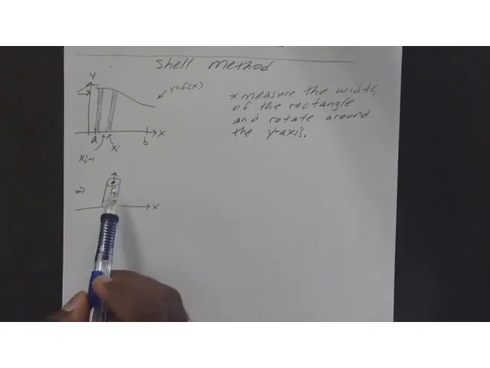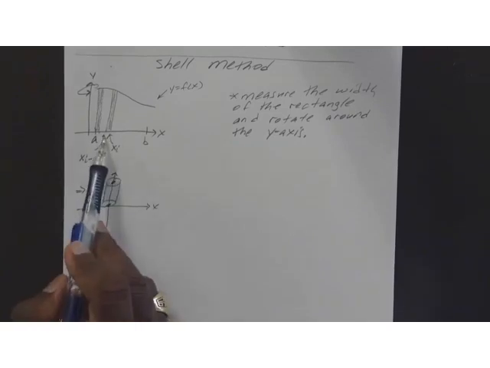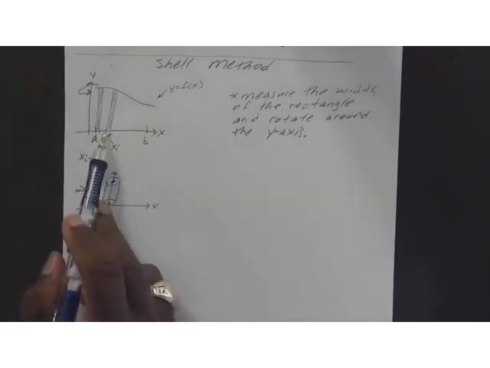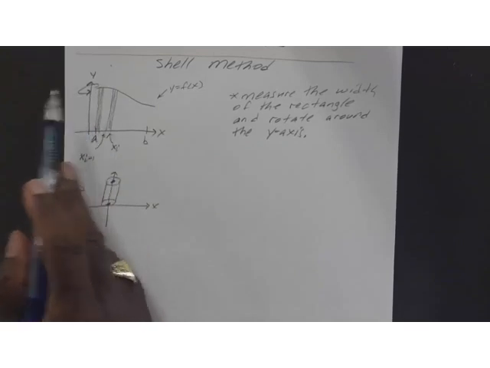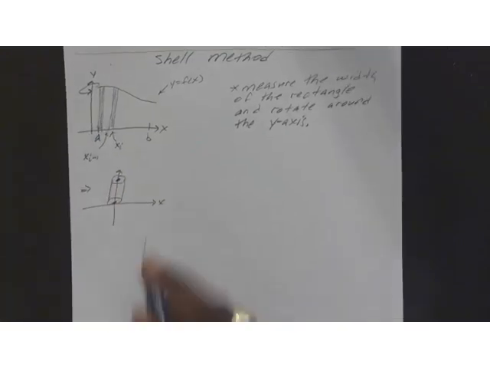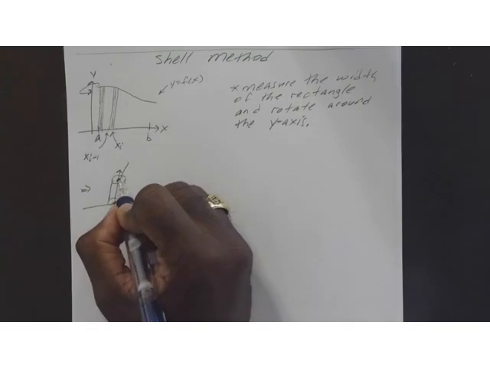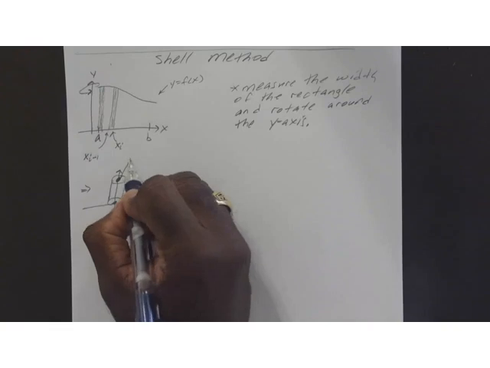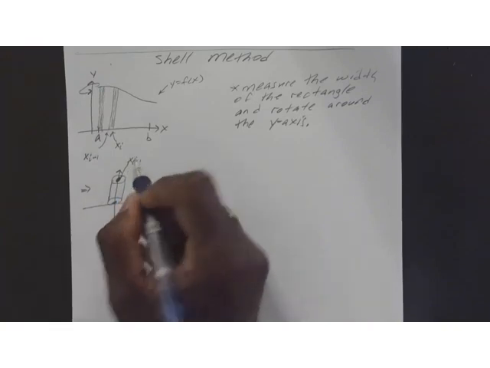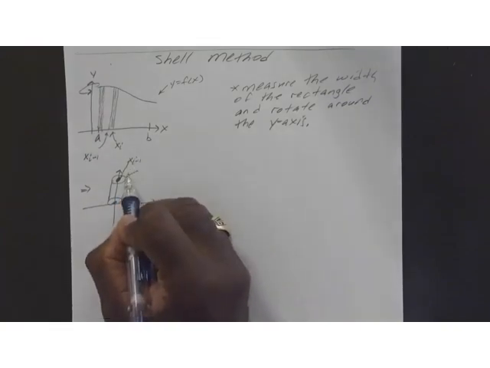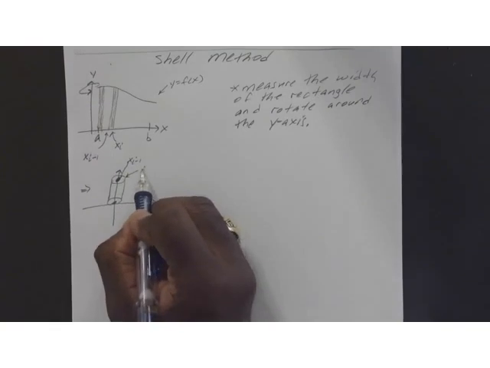Okay. So the width of that is just our x sub i minus 1 to x sub i, because we just took that and spun it around. The inside of that would be your x sub i minus 1. This outside edge would be your x sub i.